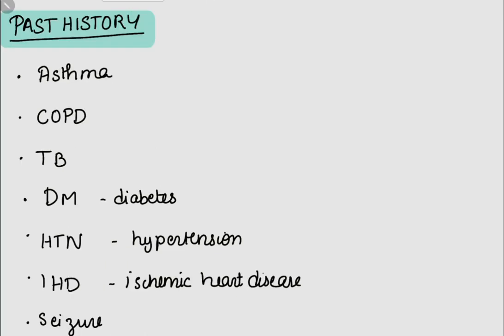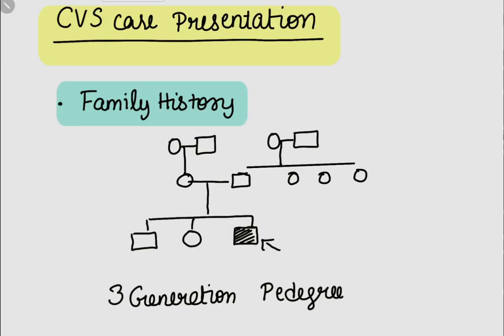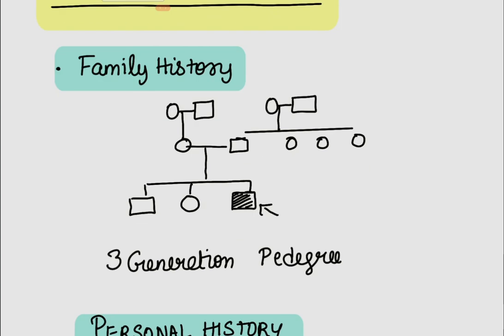The next is the past history, wherein we investigate about asthma, COPD, tuberculosis, diabetes, hypertension, ischemic heart disease, and seizure. And the next part, which is family history, plot down a 3 generation pedigree.